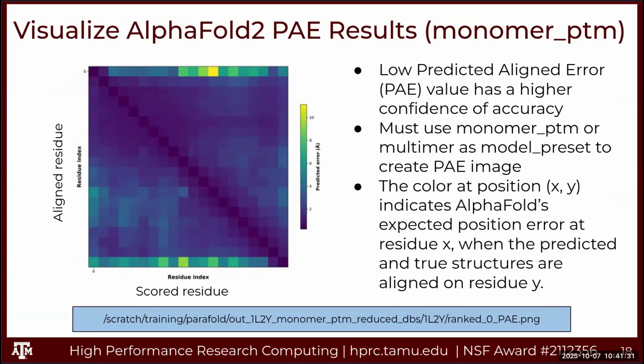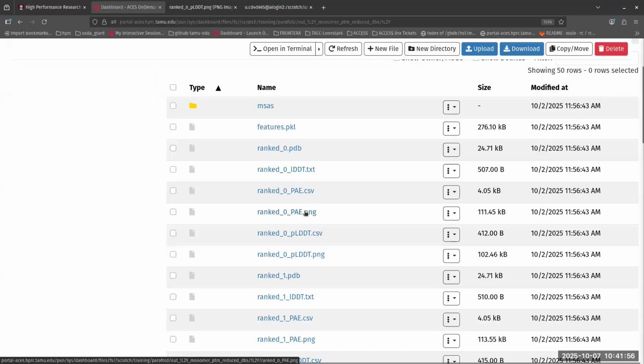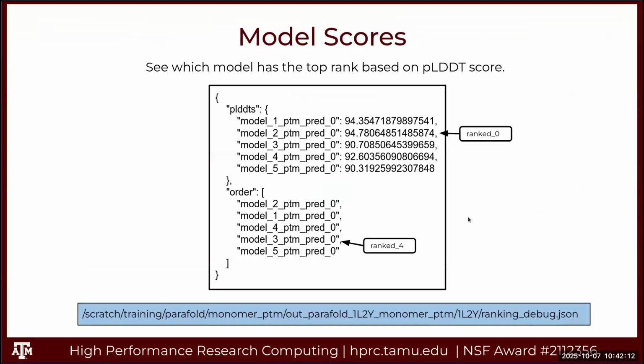There's some other metrics here. These are ranked PAE, predicted alignment error. You might find this useful, and we had some users who were interested in this. You can see here it is here, ranked 0 PAE PNG. All right, model scores. There's a file with scores in there.